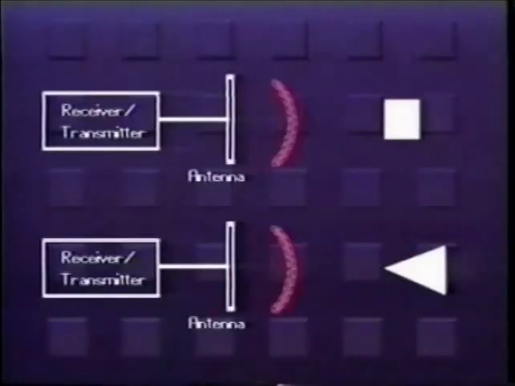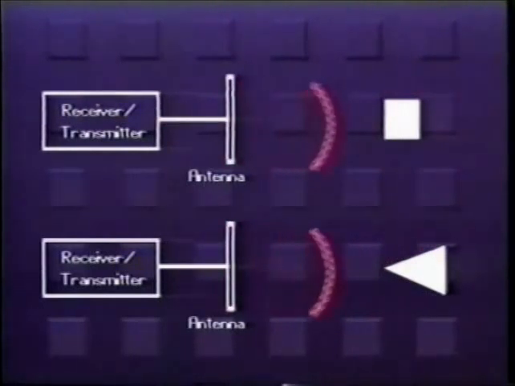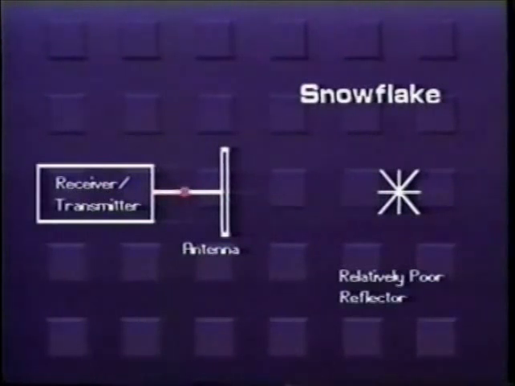When these pulses of energy strike an object, some of the pulsed energy will be reflected back to the radar. The amount of energy which is reflected back to the radar is dependent upon the target's material and its surface orientation. Some objects are much better radar reflectors than others. A raindrop is basically spherical in shape and is a fairly good radar reflector. Snowflakes and dry hail, on the other hand, have very complex structures and do not favor radar reflection.